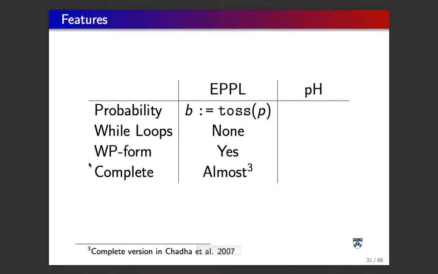So looking back at pH, what are its features? Well, it has this different way of introducing probability, though of course we can simulate one with the other. It has while loops, so they're limited in a sense. It's not using weakest precondition form, and despite 2 attempts, it has not been shown to be a complete logic.